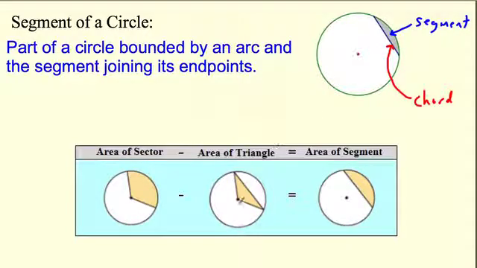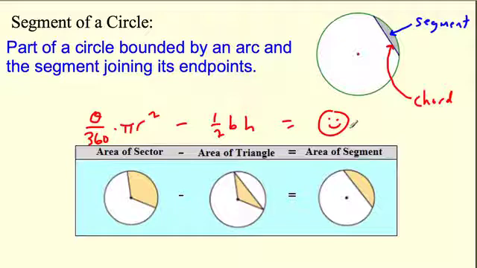So very cool. So how do you find these? Well, it's just a process. We're going to do what we just did. We're going to find the area of a circle, or sector. You take the area of the sector, and we know that's this. And what are we going to do? We're going to subtract the area of a triangle. We know that's 1/2 base times height. And that's going to equal the area that we want right there, the area of the segment.